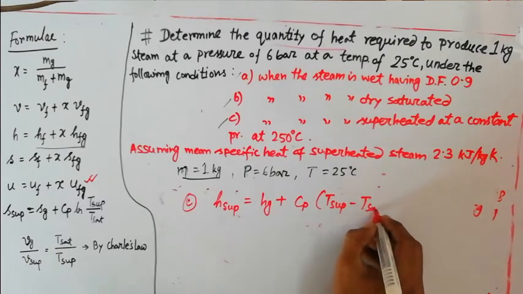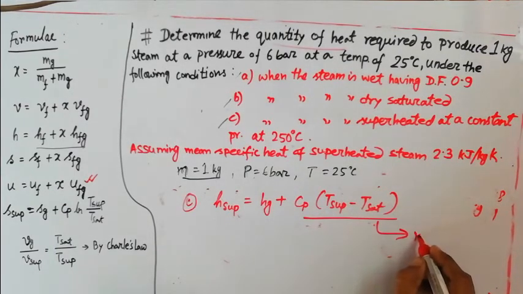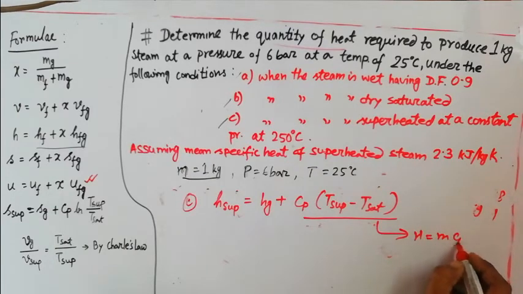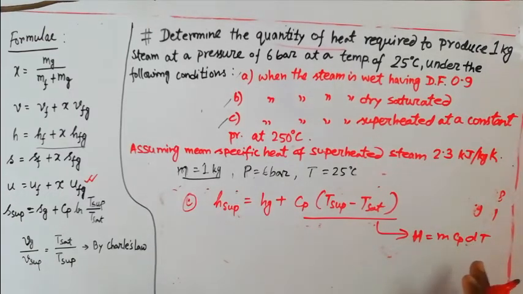Why is it so? Because it is the same thing, that heat is equal to mCp dt. That same thing I am following here also. That same formula is used over here. If we consider that mass is 1 kg, then we can omit the m part. Cp is the specific heat and dt is the change of temperature.